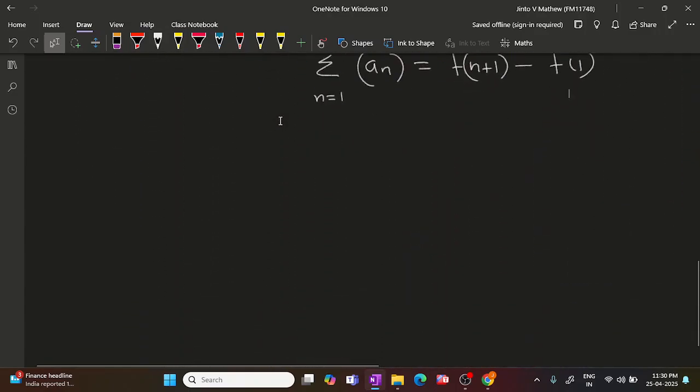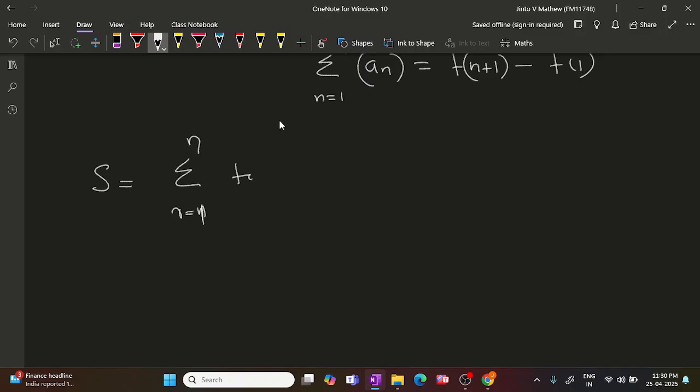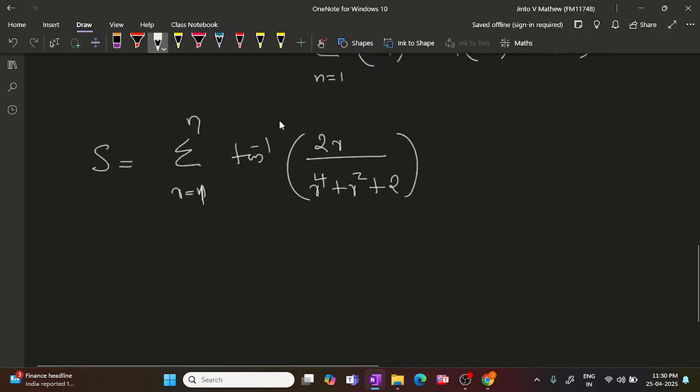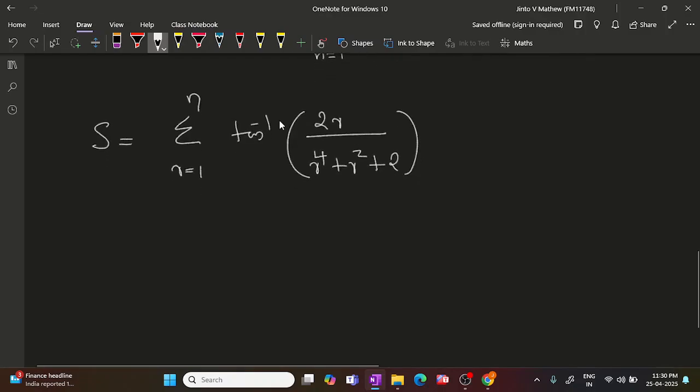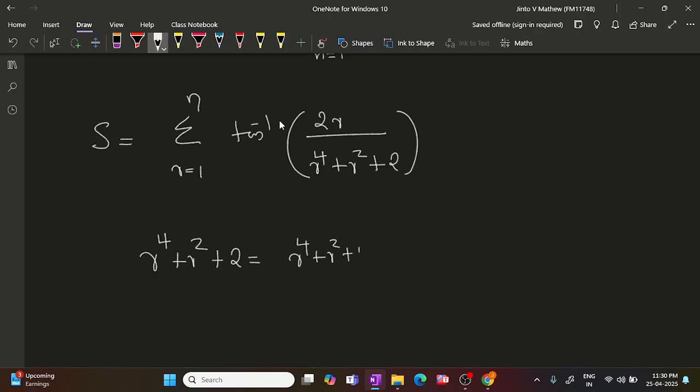So S is given as the summation r equal to 1 to n of tan inverse of 2r by (r^4 + r^2 + 2). I am going to write the expression present in the bracket in a different form. We know that r^4 + r^2 + 2 can be written as r^4 + r^2 + 1 + 1. And it is familiar to us.